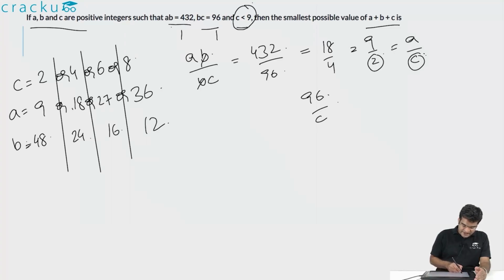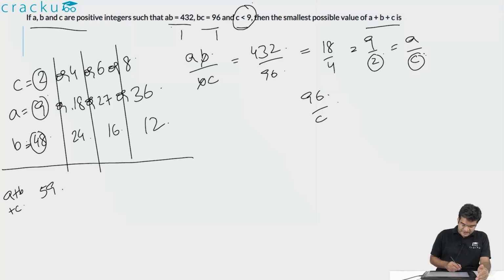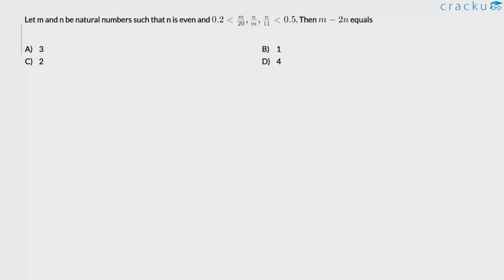Now we'll calculate the value of A plus B plus C in each of these four cases, and then find out which of them is the minimum. So in the first case it is 2 plus 9 plus 48, so that is equal to 59. In the second case it is equal to 24 plus 18 is 42 plus 4 is 46. In the third case it is 27 plus 16 is 43 plus 6 is 49. And in the last case it is 36 plus 8 plus 12, so that is equal to 56. So the smallest possible value is equal to 46.